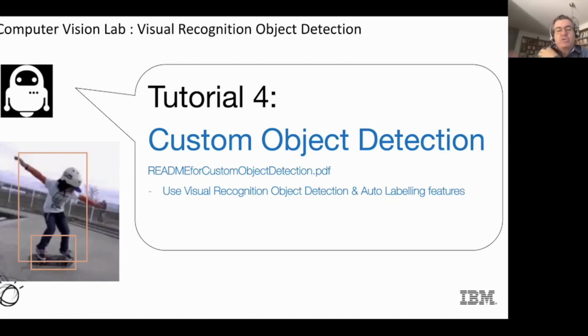And then you will train the model, and you will see that there is some capability for auto labeling, which will help you with this activity, which may be lengthy if you want to recognize many things. So: user recognition, object detection, auto labeling features.